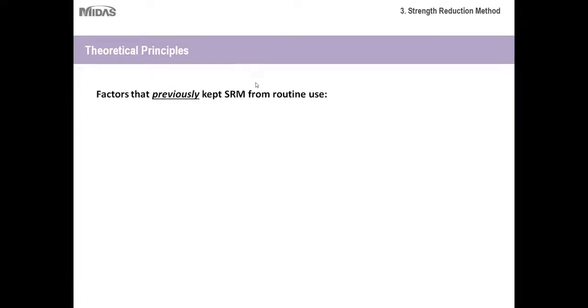Okay, so there are certain factors that previously kept the strength reduction method from routine use. So let's take a look at them here. Like I discussed previously, lengthy modeling, computation, and result analysis times. Even with early finite element programs, the computation times were still arbitrarily long, up to the point where it was still more convenient to use a limit equilibrium method for smaller scale projects or smaller scale slopes.